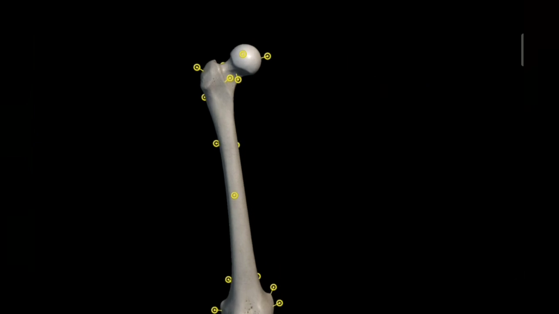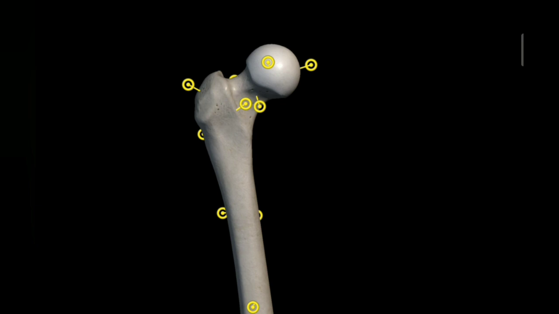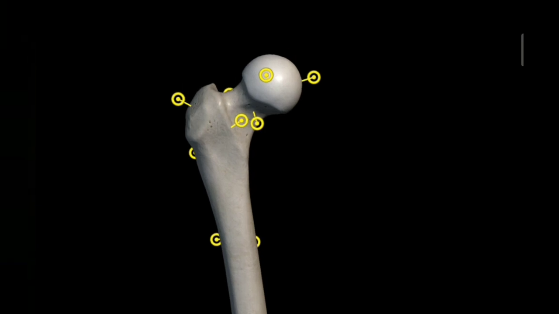So here you can see, if I zoom it out, this is the anterior surface of the femur. On the anterior surface you can see this structure. This is the head of the femur. There is a fovea, a dent-like thing on the head. Then we have the neck of the femur. So this is head, neck.